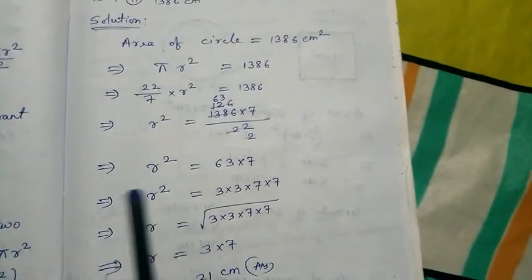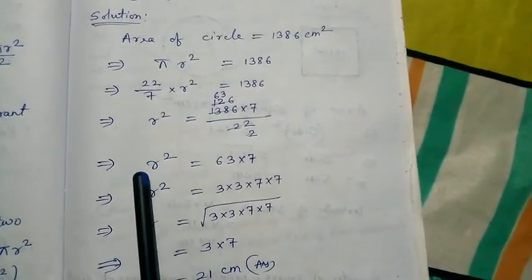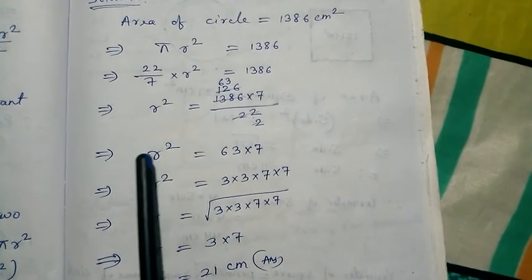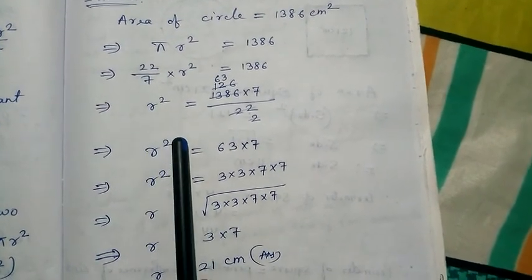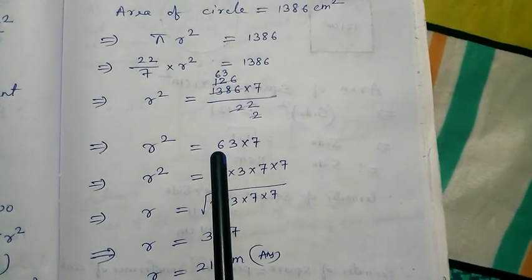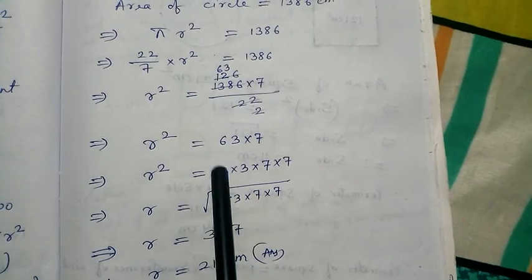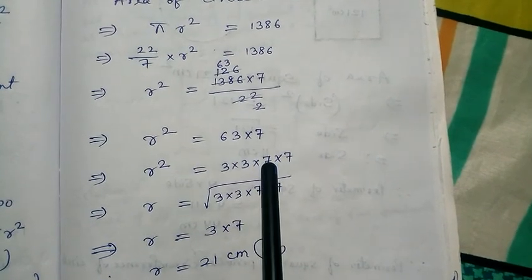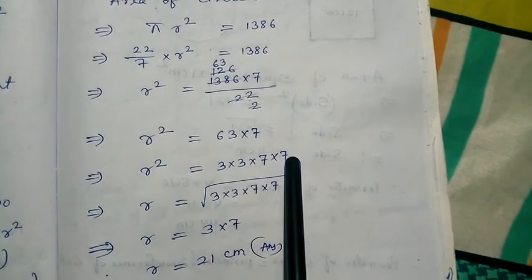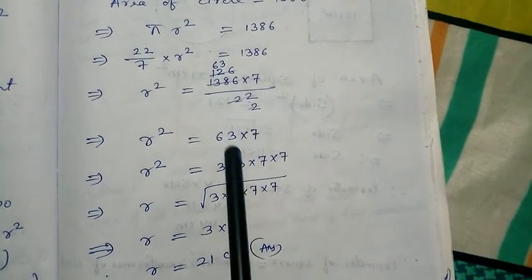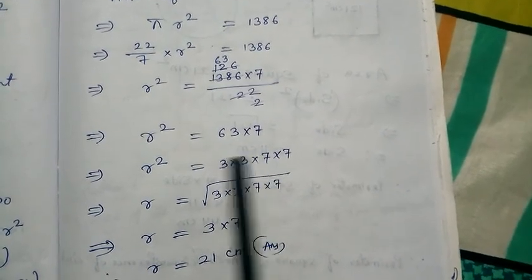So we have to find the value of radius, but here we have radius square. So I will remove square from here. Before that, I will factorize 63, and 63 can be factorized as 3 3s are 9, 9 7s are 63, and this 7 has come from here. So 63 has become 3 into 3 into 7.